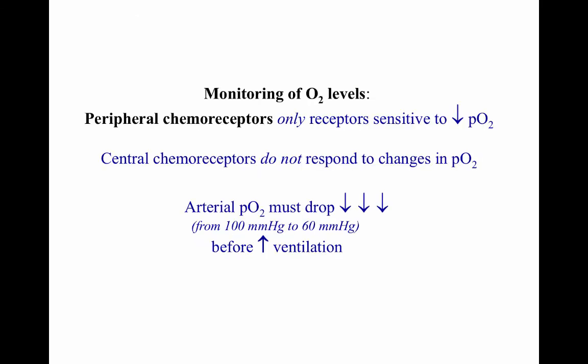alkalosis. The monitoring of oxygen levels then through peripheral chemoreceptors are the only receptors sensitive to low partial pressure of oxygen. Central chemoreceptors do not respond to changes of the pressure of oxygen. So arterial pressure of oxygen must drop from 100 millimeters of mercury to 60 millimeters of mercury before there will be an increase in ventilation. So what this slide is saying is that our system is much more finely tuned in to the levels of carbon dioxide and hydrogen than it is actually to the levels of oxygen.